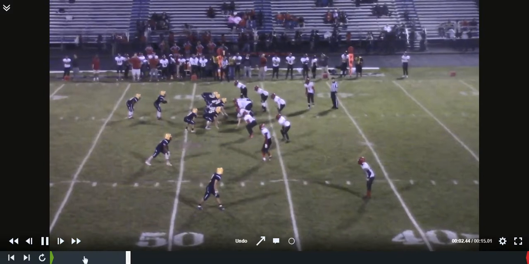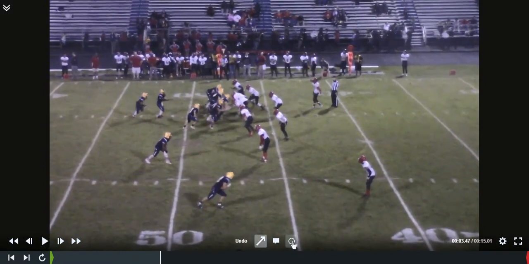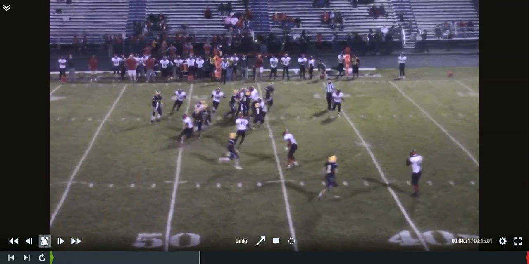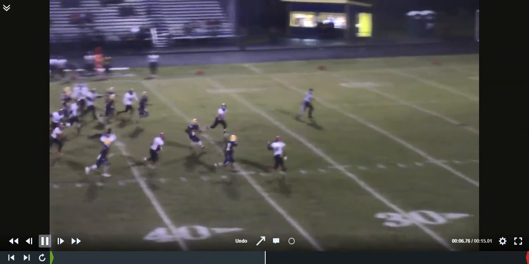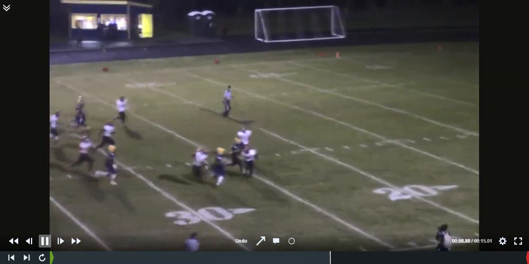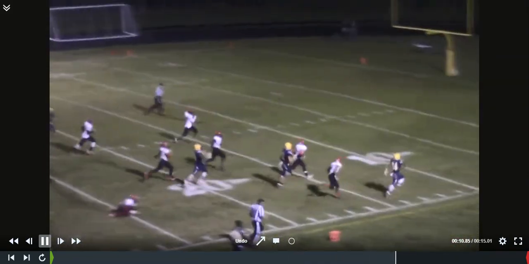We'll watch it once again. I'm going to put this, see if this works here, put this over top of him. Nope, didn't move with him. So good cut by a running back, and he gets in the end zone.